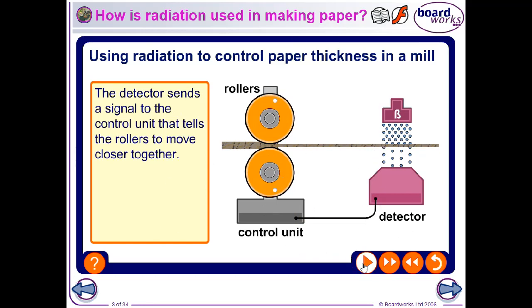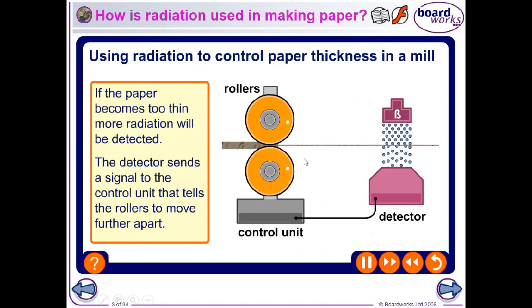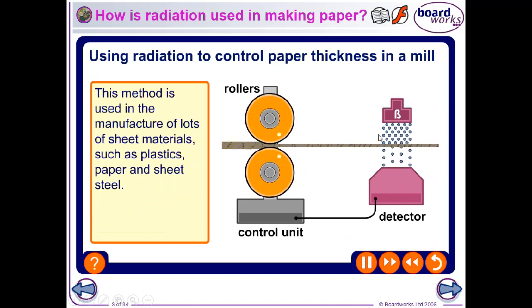If the paper gets too thin, then the count rate at the detector will increase too high, and a message can be sent to the rollers to reduce the pressure there. And that keeps plastic sheets, paper, and very thin steel. The thickness can be controlled in the factory using this method of a beta source and a detector.